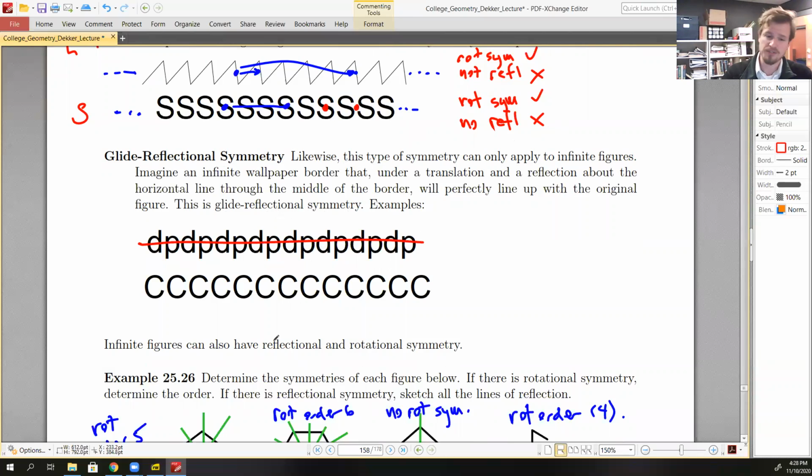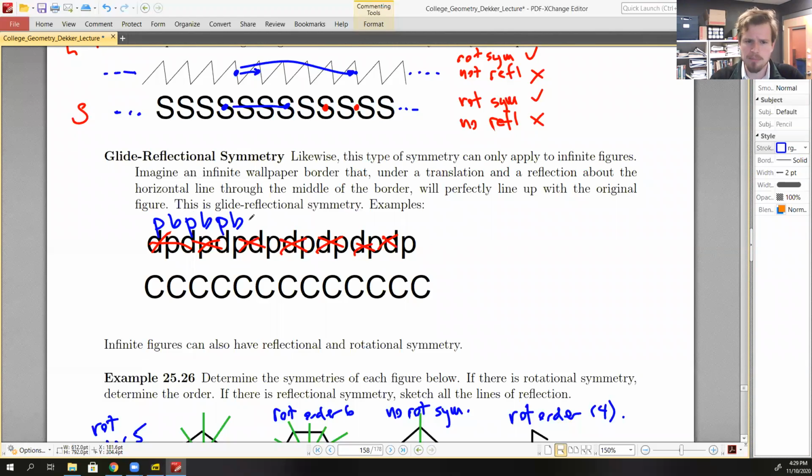And if you notice carefully here, if we were to reflect this, we would actually end up with B's and Q's. And if we were to move that to the left or right, it wouldn't actually match. So this was a mistake. I didn't know this mistake was here. This is not an example of something that has glide reflectional symmetry. If we wanted to consider something that does have glide reflectional symmetry that's similar to this, we would actually want to use PB.